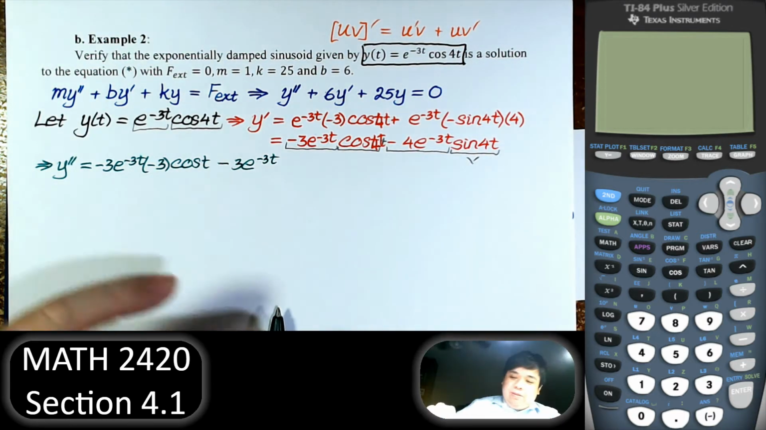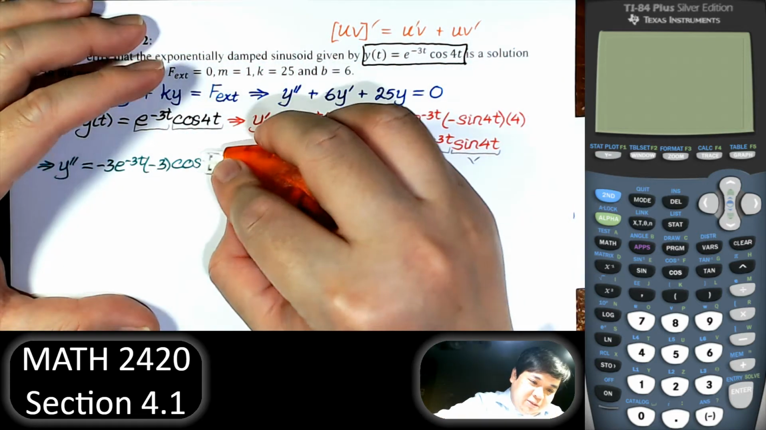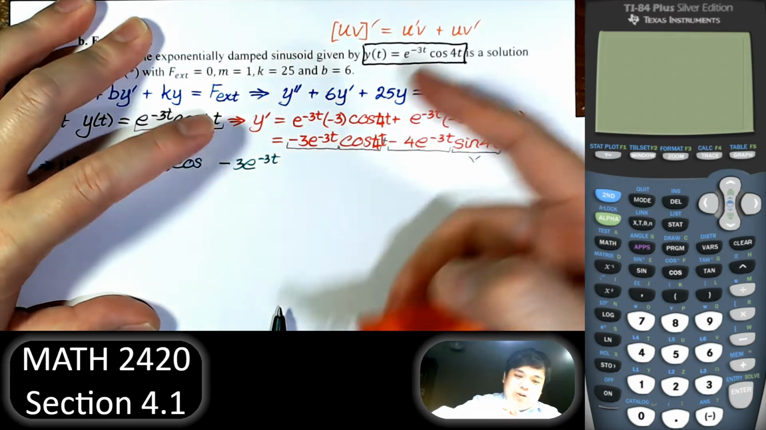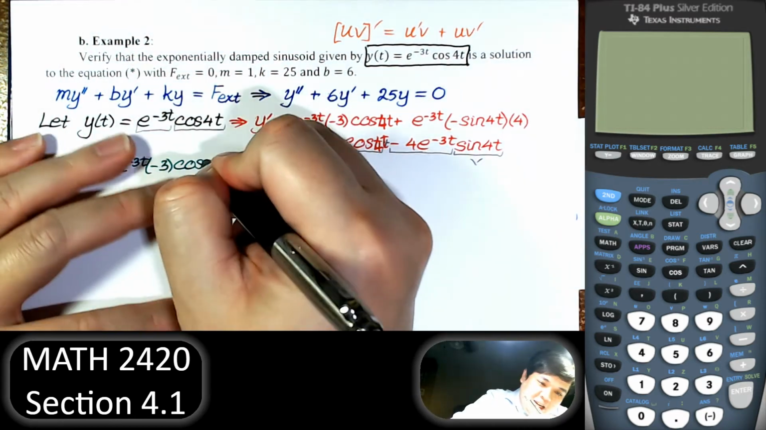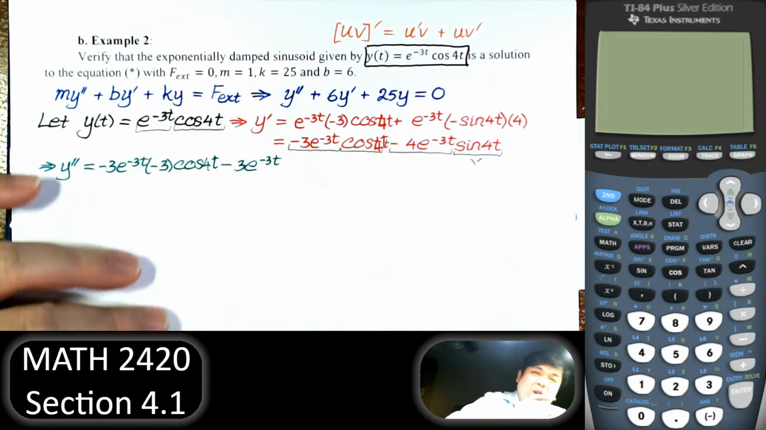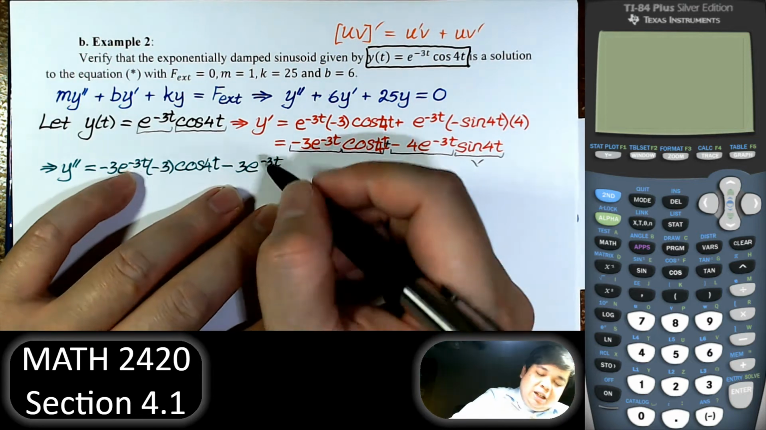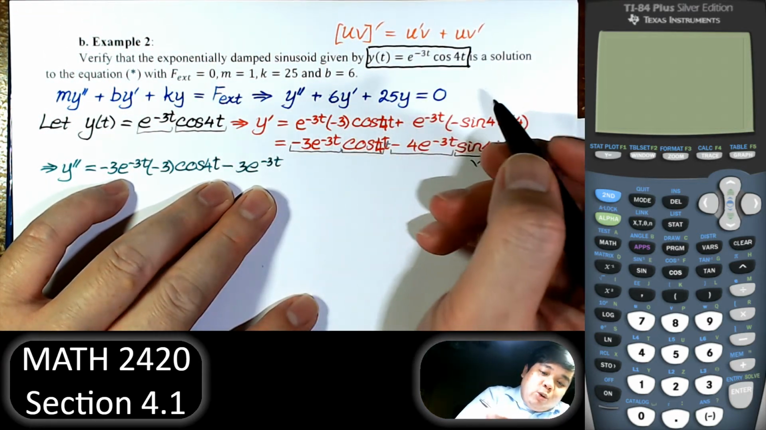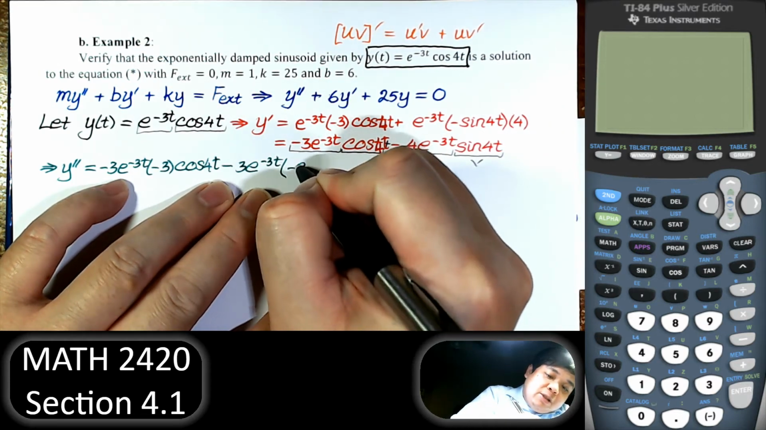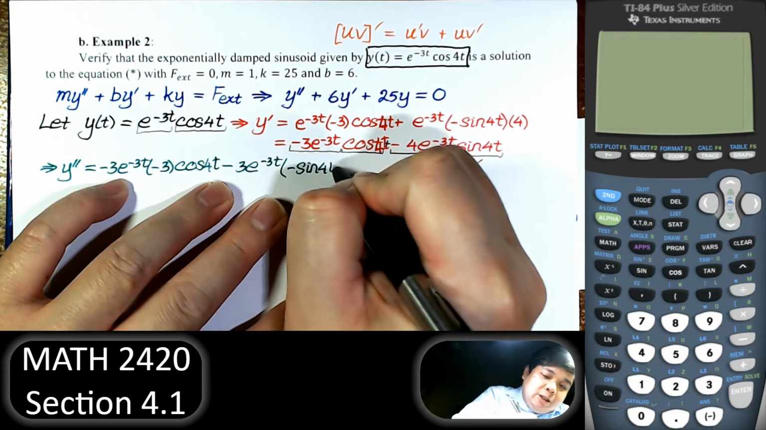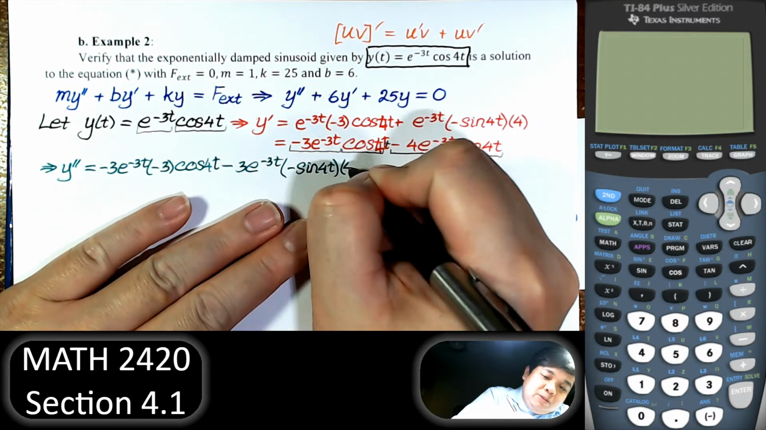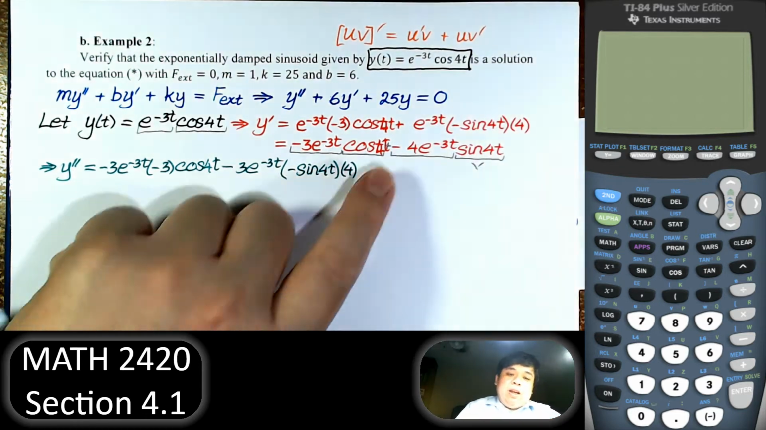Right. So good thing that I haven't messed up so bad. I just forgot the 4 there, and the 4 here. But other than that, still okay. So u v prime: derivative of cosine 4t is negative sine 4t times 4. That first. And now derivative of this.